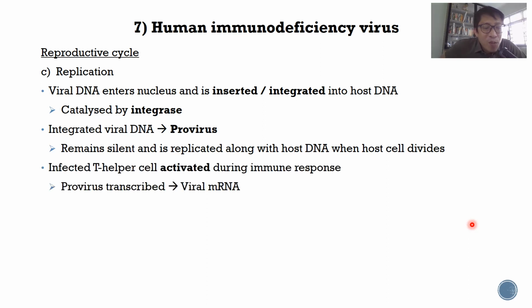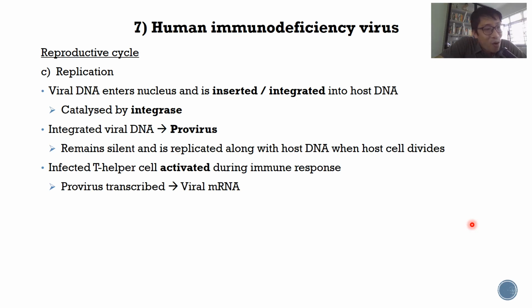Okay, but when the infected T helper cell is activated, right, when there's an immune response, the T helper cell will start to transcribe its genes, okay, and during this transcription of genes, the provirus will get transcribed as well. Okay, so when the T helper cell is activated, it needs to make proteins to do work, right, to trigger the immune system. So it will transcribe its own genes, but at the same time, the provirus is transcribed as well.